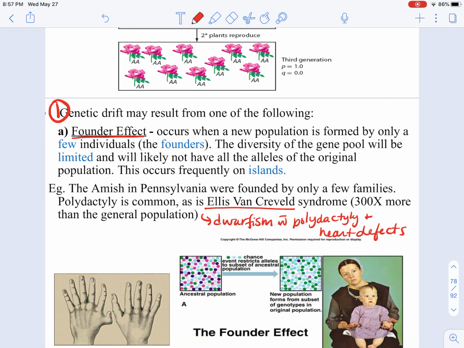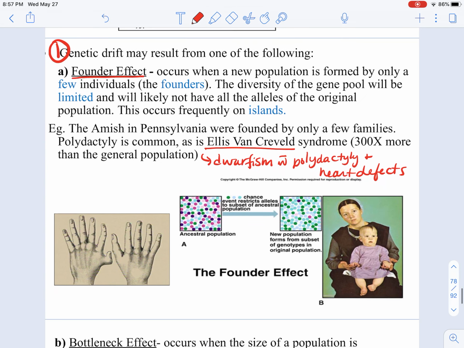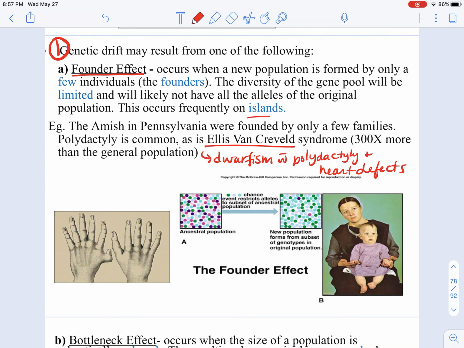and basically they only have this small number of individuals to mate with. The founder effect says the founders will have this limited gene pool, and it often happens in small groups, islands, or colonies. And what happens there is then if there is some recessive condition like the Amish who have a higher prevalence of Ellis-van Creveld syndrome, this is what is going to cause that to be exposed.